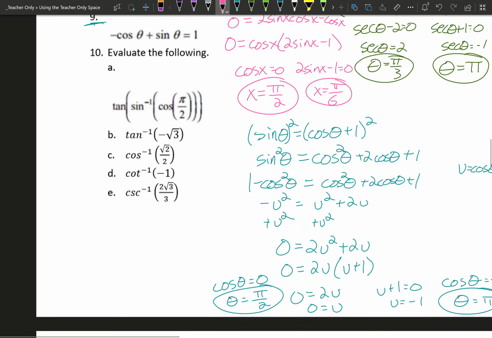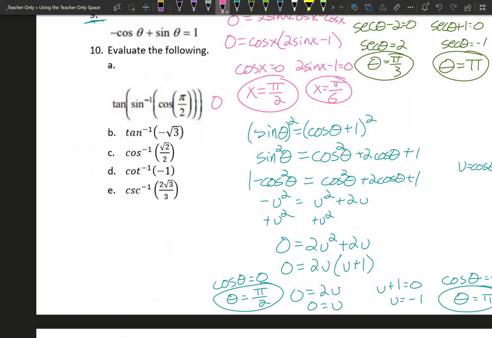On this version, 10a is the same. You end up with 0. Tangent inverse of negative square root of 3 is negative pi over 3. Cosine inverse of root 2 over 2 is pi over 4. Cotangent inverse of negative 1 is going to be 3 pi over 4. We know that it's going to be a pi over 4, but for cotangent, we use 0 to pi. So any negative values will have an angle in the second quadrant.